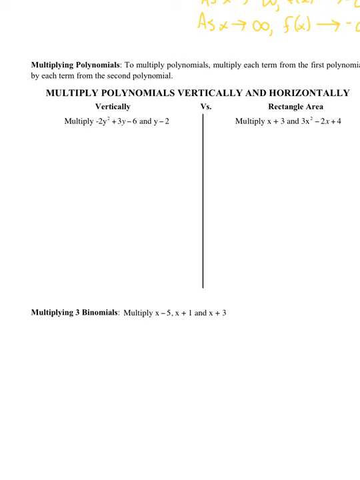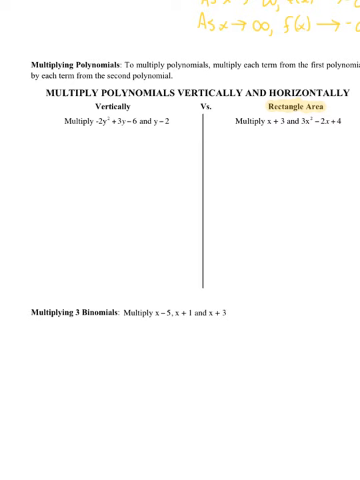Multiplication. So we can do multiplication 2 different ways. We can multiply polynomials vertically, and we can multiply polynomials horizontally. But horizontally, I would call the area method, which we've done before, the rectangle area. But we'll take a look at these real quick together. So first, multiplying vertically.